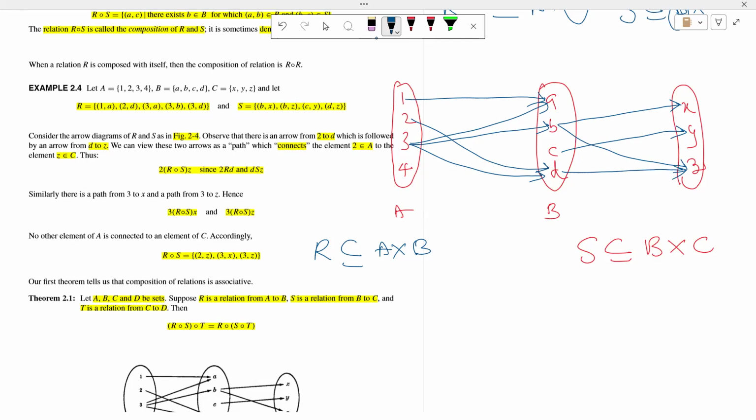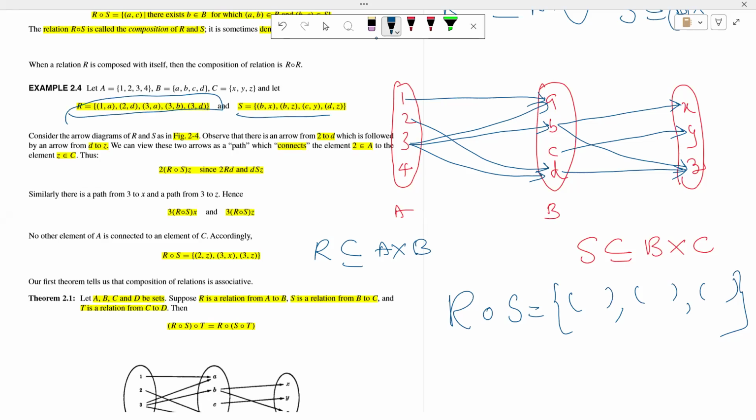Now I need to find out R of S. R of S means I need to find out some ordered pairs of R of S. That is a composition relation. This is a relation on R, this is a relation on S. Similarly, I need to find out the relation R of S. We need to find out which ordered pairs come for the relation R of S. We don't know exactly how many come, right? Now we need to find out the ordered pairs for R of S.